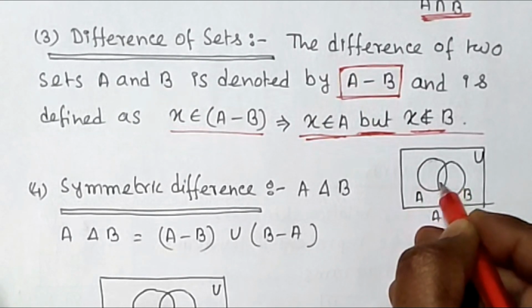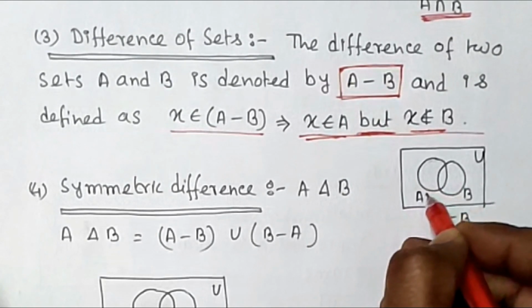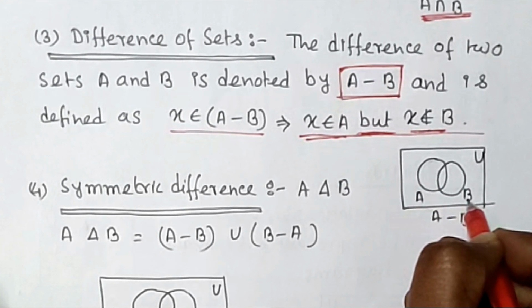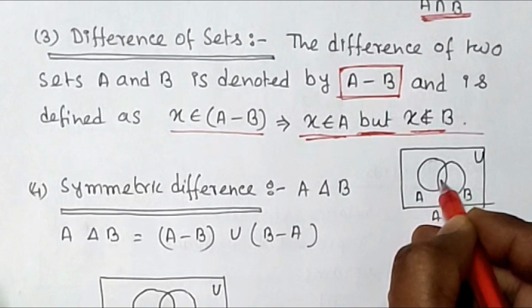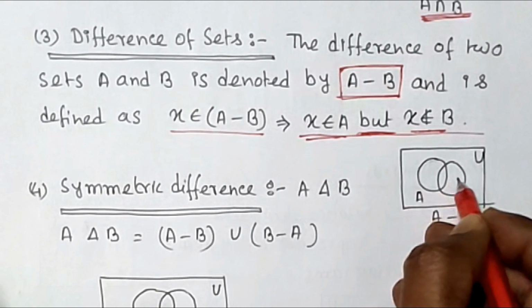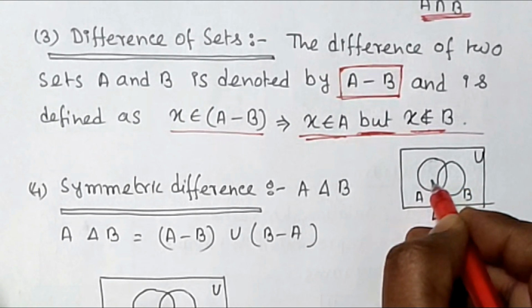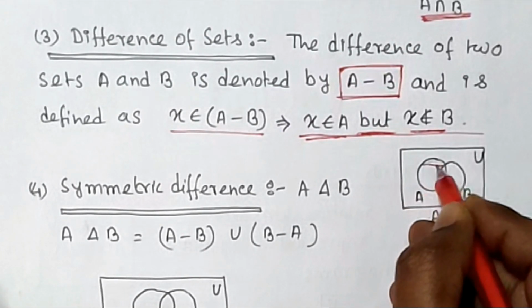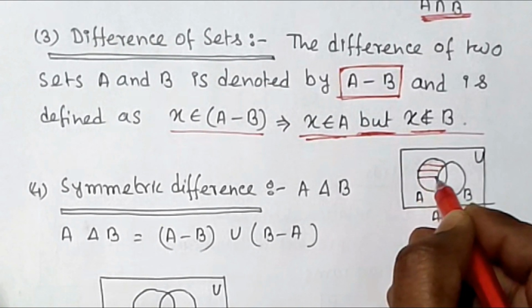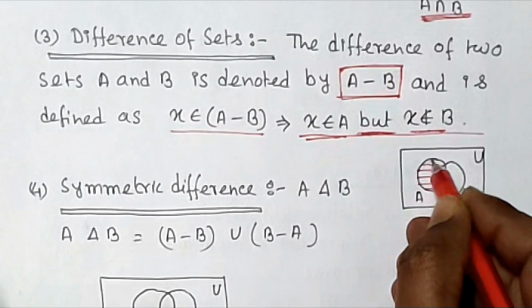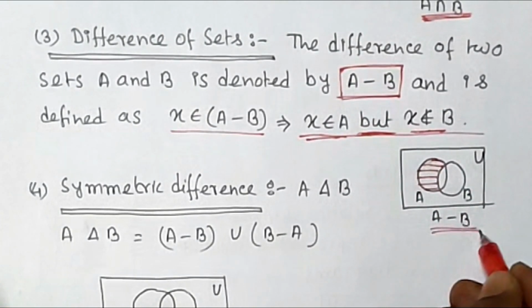Look, this element is in common to the sets A as well as B. So these elements are present in both B and A. So we have to mark the elements which belong to A only but not B. So this is A minus B.